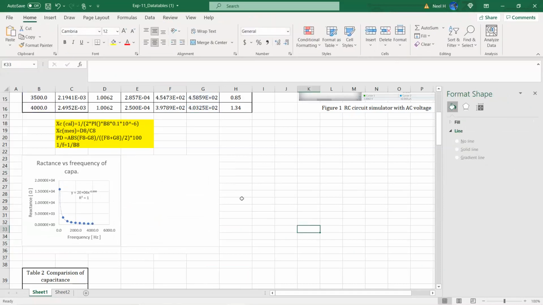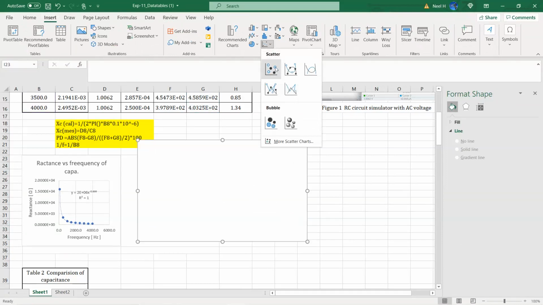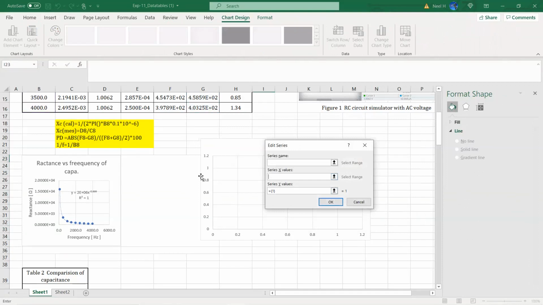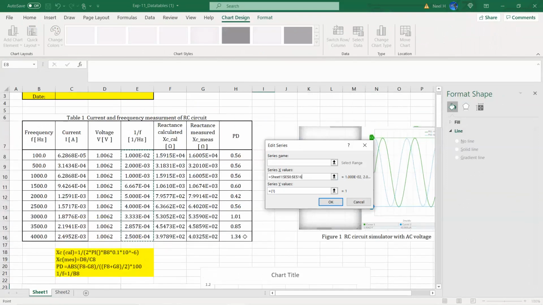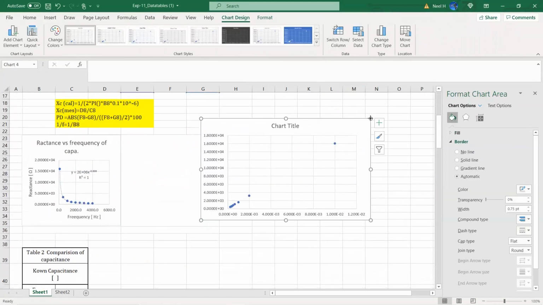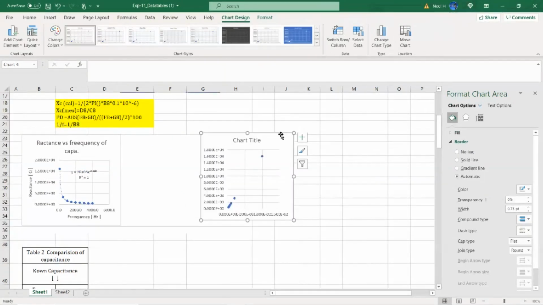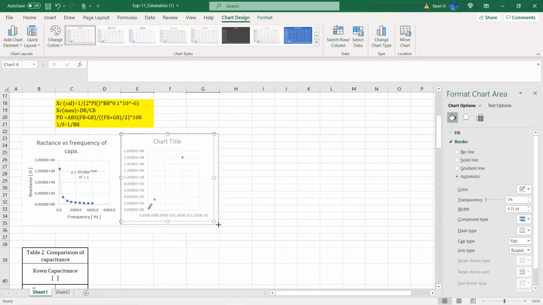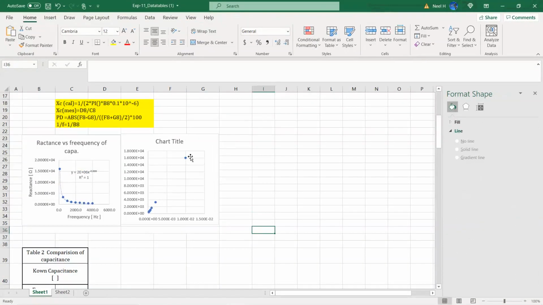Then we'll make this graph linear by putting the x-axis into 1 over the frequency. Insert scatter plot again, select data, and now in this case, x values are going to pick 1 over frequency, not the frequency itself. And the y values are going to still use the measured reactance. Now that's very linear, right? So there's a lot of data in the very low range, only one data point at higher range because that is a 100 frequency point. Okay. That should be very linear.